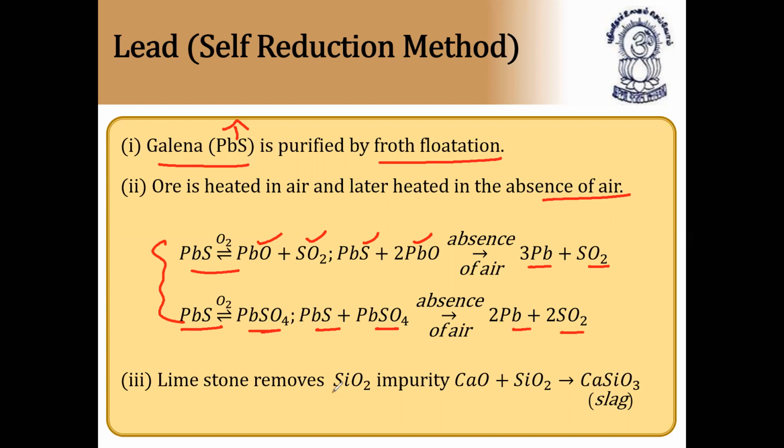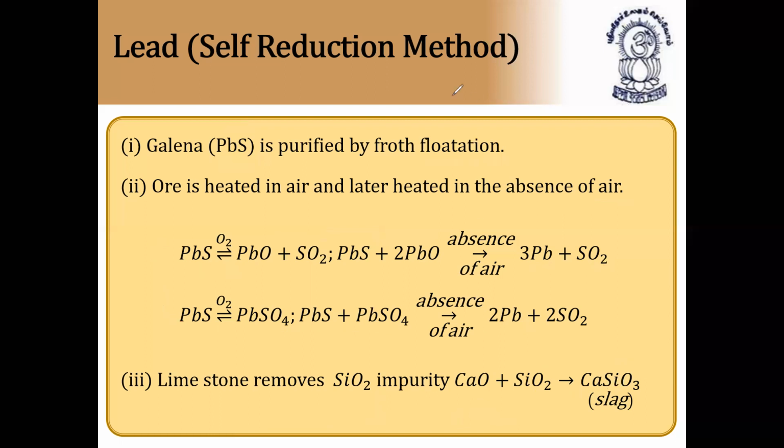Next, limestone removes silicon dioxide impurity: calcium oxide plus silicon dioxide forms calcium silicate slag. This we already know. As lead contains silicon dioxide as impurity, if you add limestone to it, what happens? On heating limestone strongly, calcium carbonate forms what? Calcium oxide plus carbon dioxide. The calcium oxide so formed combines with silica and forms calcium silicate, which is removed as slag. Acidic flux, basic flux.